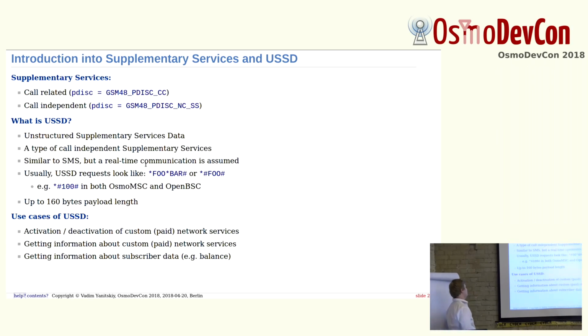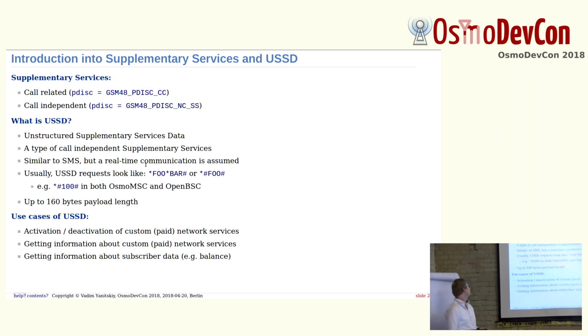It's very similar to SMS, but real-time communication is assumed. You cannot store your message anywhere. You just need to forward it immediately between the two sides of the conversation. And usually a USSD request looks like this: an asterisk and some numbers between them.